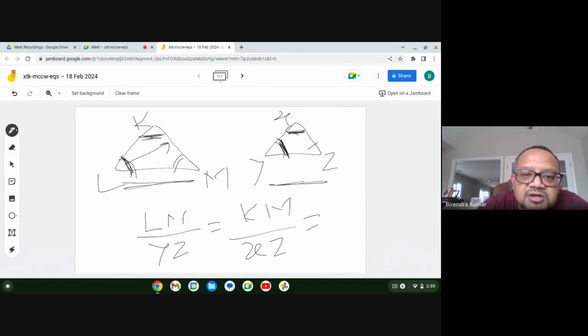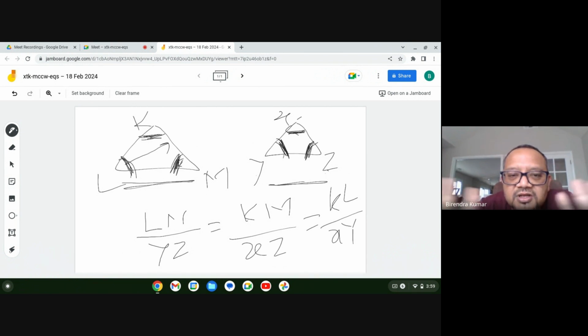Now let's look at the third angle. M. What is the matching value for this? Z. So what is the opposite side to M in this triangle? KL divided by, what is the matching angle? Z. What is the opposite side? XY. Done. This is what it is.